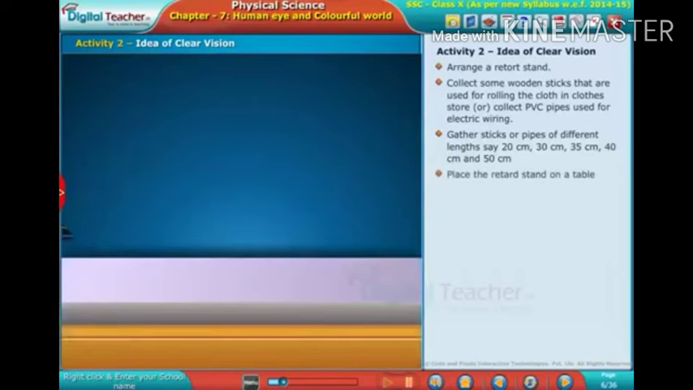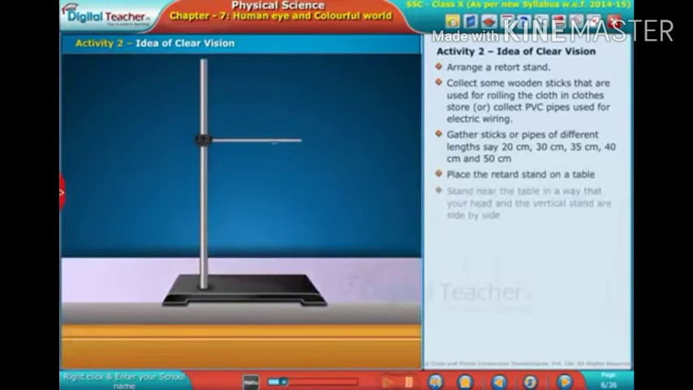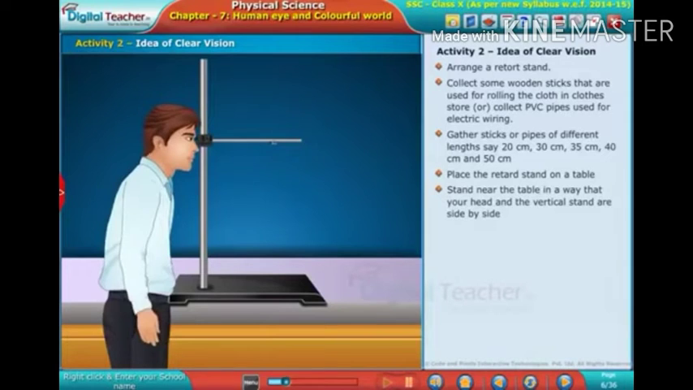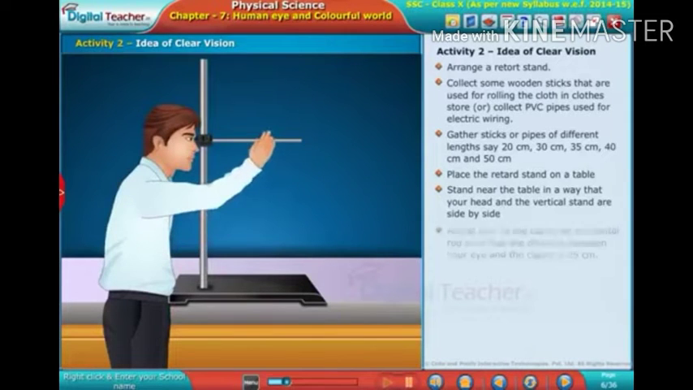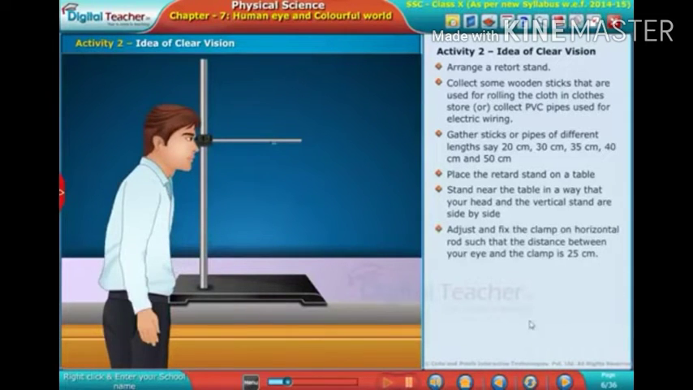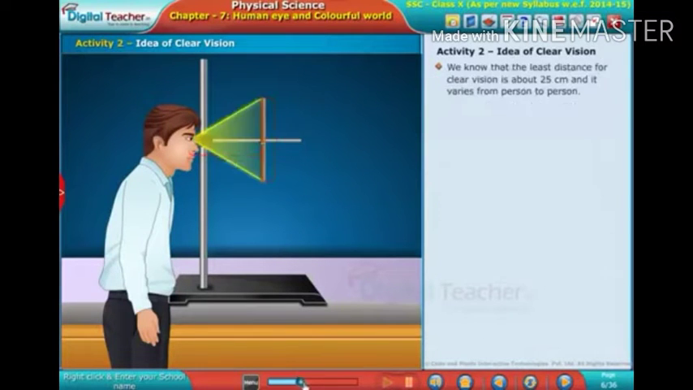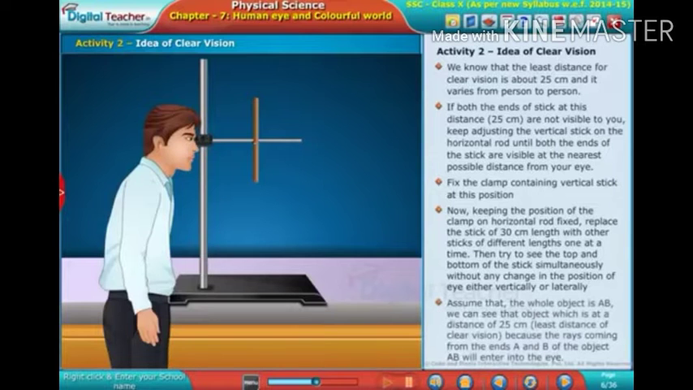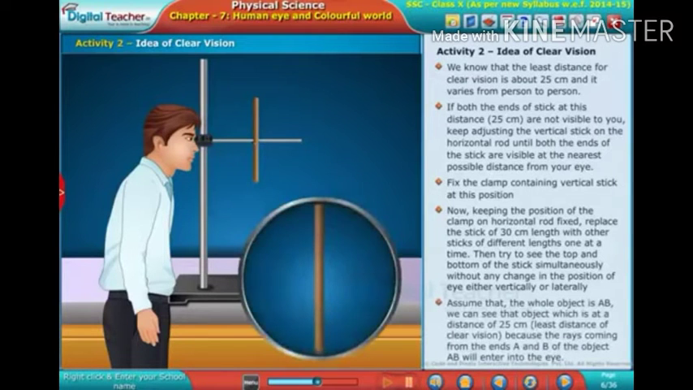Place the retort stand on a table. Stand near the table in a way that your head and the vertical stand are side by side. Adjust and fix the clamp on the horizontal rod such that the distance between your eye and the object is fixed, and the ends are seen simultaneously without any change in the position of the eye, either vertically or laterally. Assume that the whole object is AB.